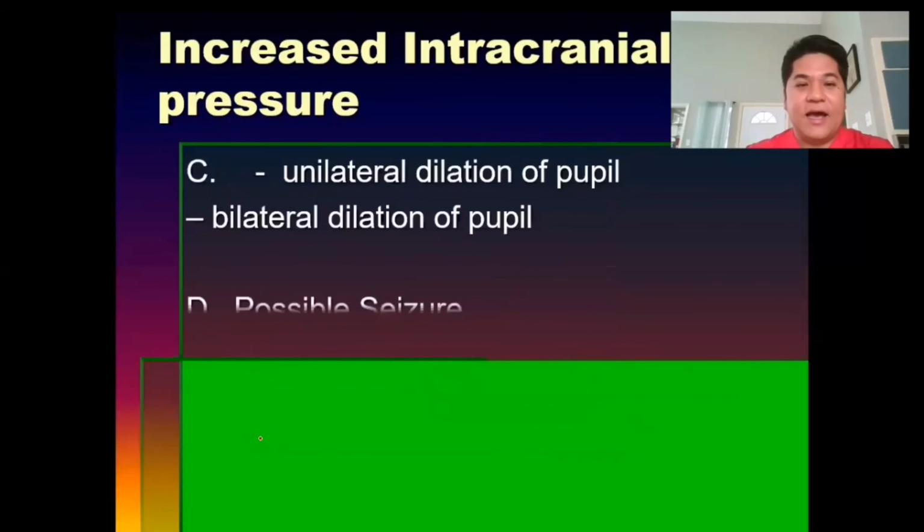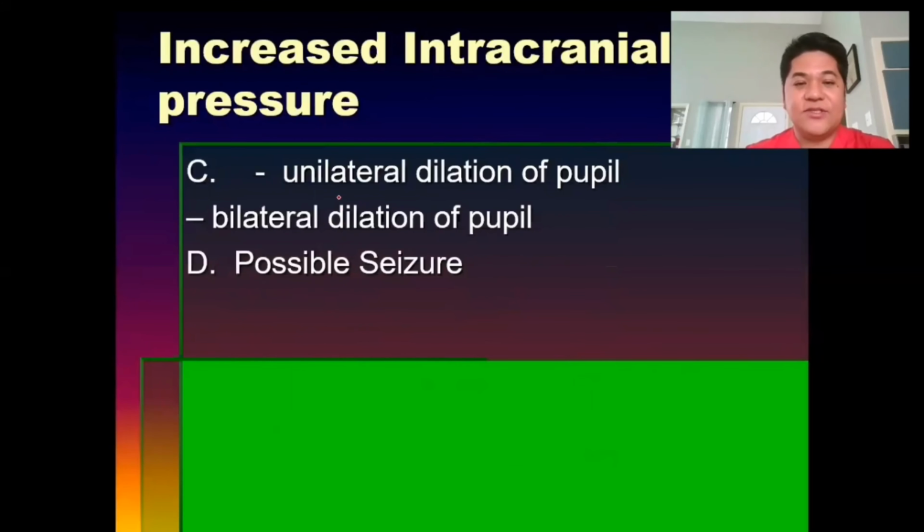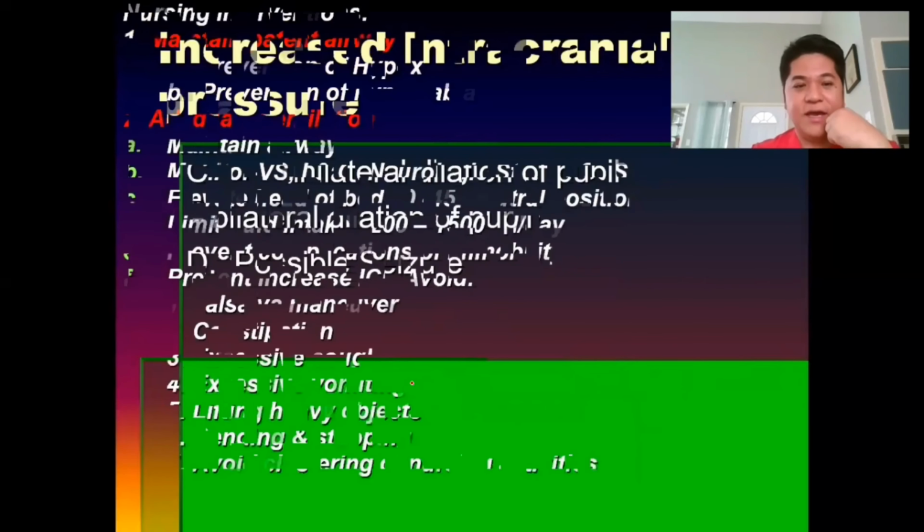Okay, other symptoms include unilateral dilation of the pupil or bilateral dilation of the pupil. This is called anisocoria, and the other one is isocoria. The client also may have a possible seizure, of course, because of the increasing pressure buildup. So seizure might occur because of the abnormal impulsive activity of the brain. It cannot be controlled by the brain anymore because of what is going on in the brain, okay?